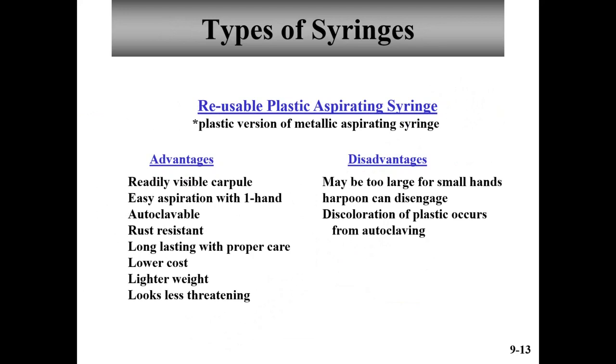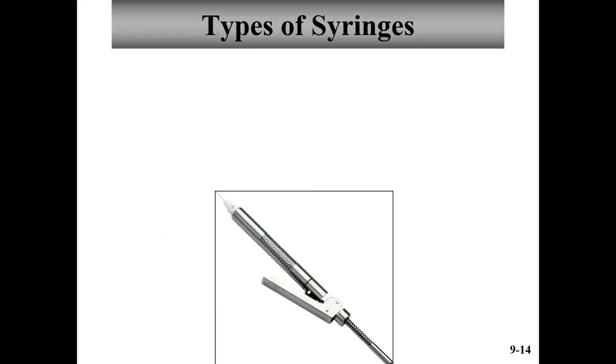So there are also plastic aspirating syringes that are reusable, meaning that they can be autoclaved. One of the more obvious disadvantages is that it can discolor over time, and so it looks dirty, and people tend to not use it as much. It looks dirty even though it's not.